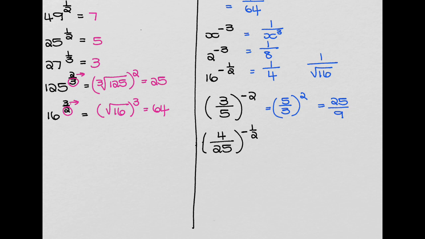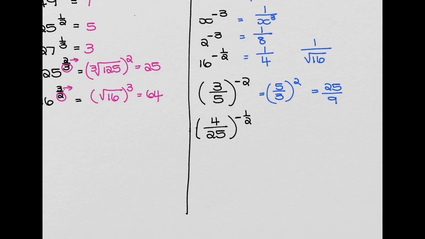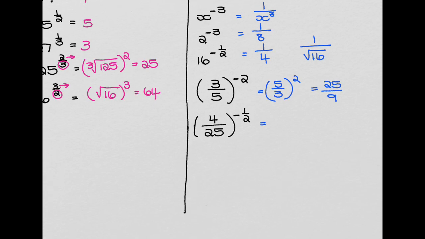Now the difference between that and the last question is that the power is a fraction, and a fraction means a root. So firstly, I'm going to say 25 over 4 instead of 4 over 25, but I'm now changing the power to be positive. Then because the power is a fraction, we are actually getting a root. So it's the square root of 25, which is 5, and the square root of 4, which is 2.